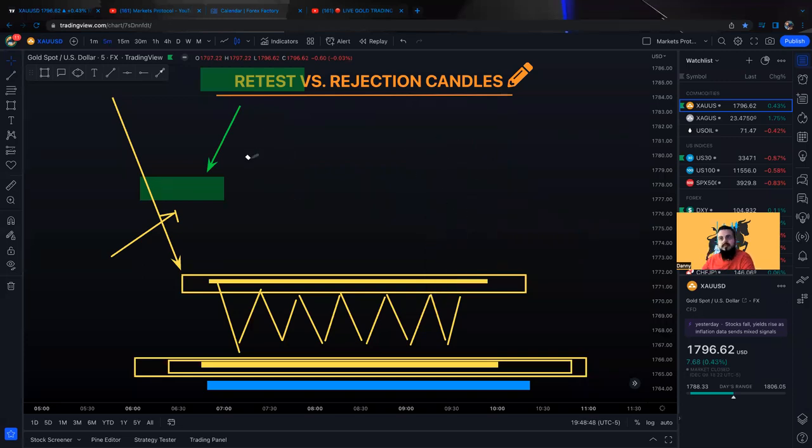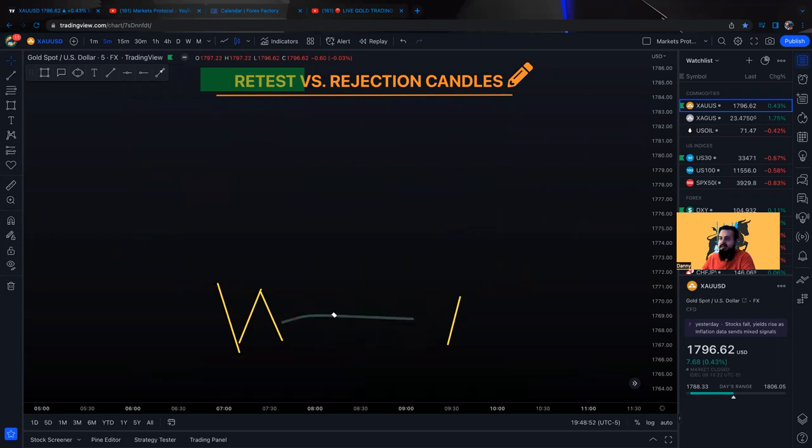Now, what about false breakouts, as we talked about? So in false breakouts, let's go back to the very basics here.